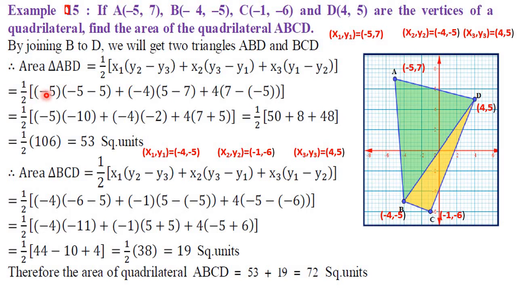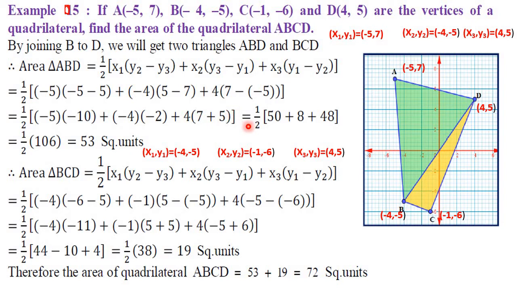So half into the value of x1, which is -5, into (y2 is 5, minus y3 is 5), plus x2 is -4, into (y3 is 5, minus y1 is 7), plus x3 is 4, into (y1 is 7, minus y2 is 5). So this is equal to half into -5 as it is, then 5 minus 5 is 0, plus -4 as it is, then 5 minus 7 is -2, plus 4 as it is, then 7 minus 5, close the bracket.